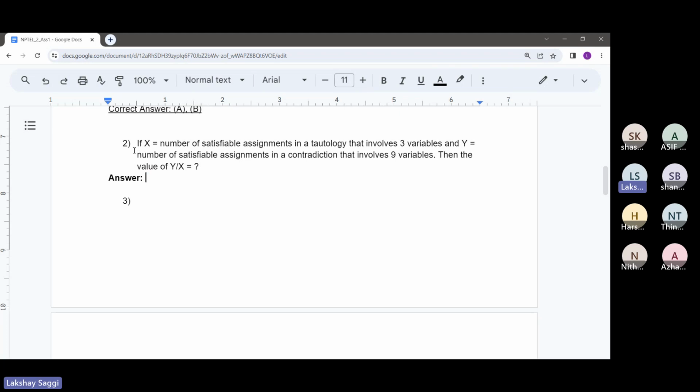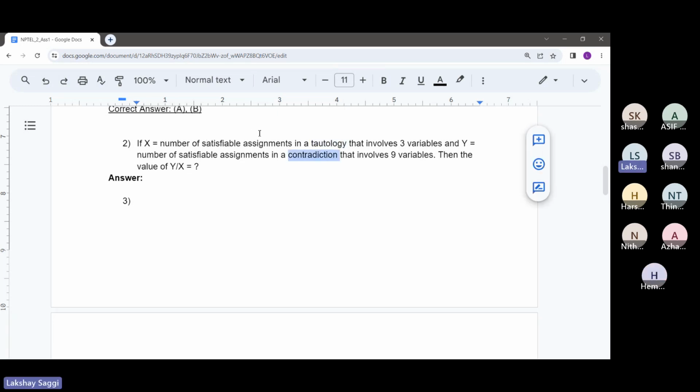The second question is a bit of an oral question, and I hope that you guys can answer this yourselves. Let's say x is some number which corresponds to the number of satisfiable assignments in a tautology that involves three variables, and y is the number of satisfiable assignments in a contradiction that involves nine variables. Then what is the value of y by x? Tautology and contradiction are something which I've already discussed with you guys, and you must already know.